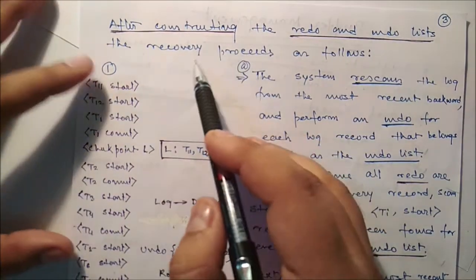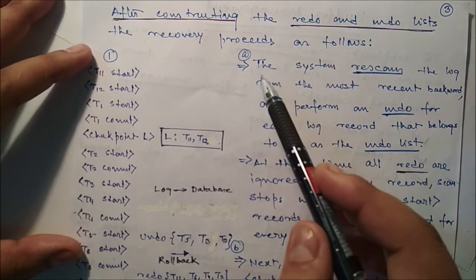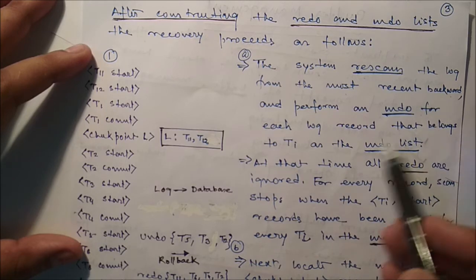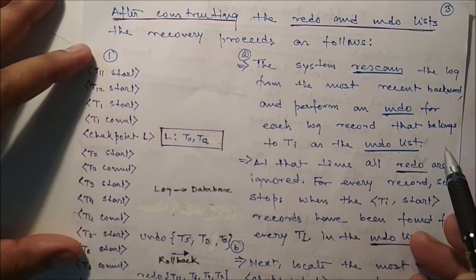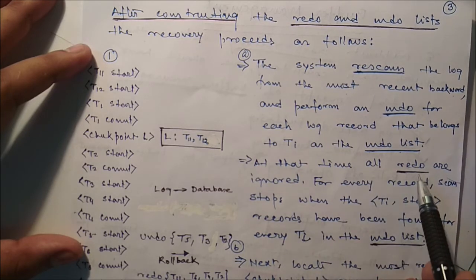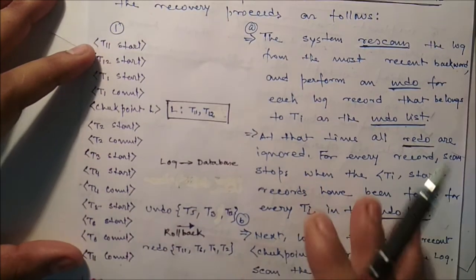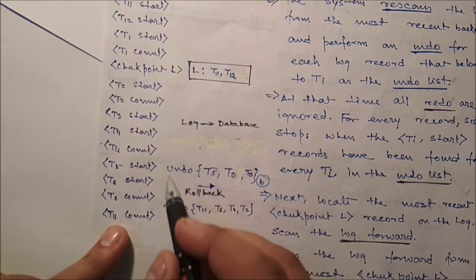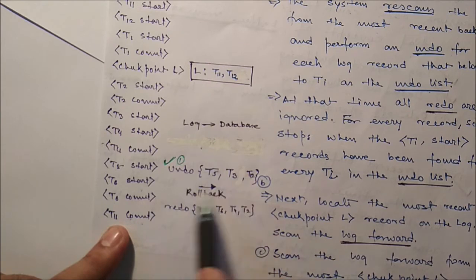Next, after constructing the redo and the undo list, the recovery procedures are as follows. The system rescans the log from the most recent backward and performs an undo for each log record that belongs to Ti in the undo list. At the time, all redo are ignored. Now you can see we have to scan once again from the bottom, and here we first consider the undo part. At that time we are considering the undo part, we have to ignore the redo part.